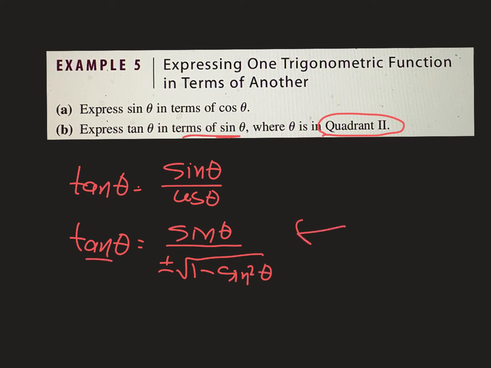But because it's in quadrant 2, remember cosine is negative in quadrant 2. So when I wrote that plus or minus, I've got to determine which one it is. Because it was cosine and cosine is negative in quadrant 2, I just need the negative right there. Hope that makes some sense to you. We'll work on some of these tomorrow, obviously.